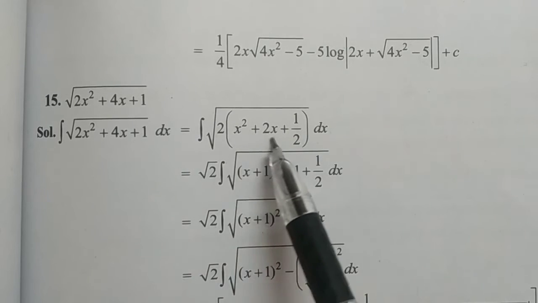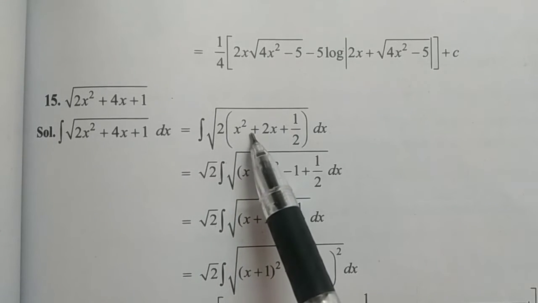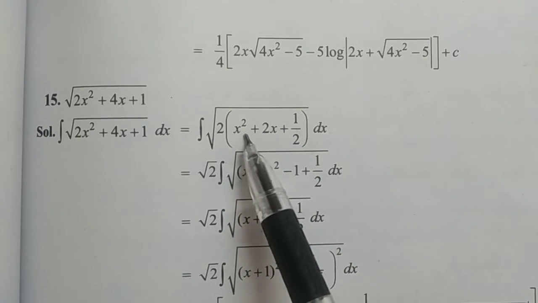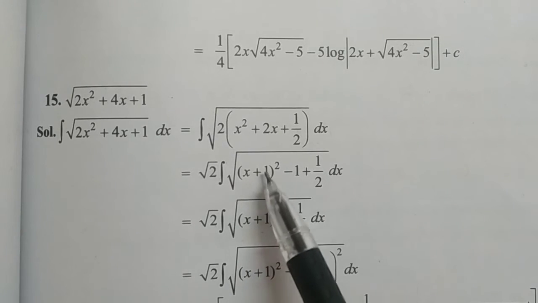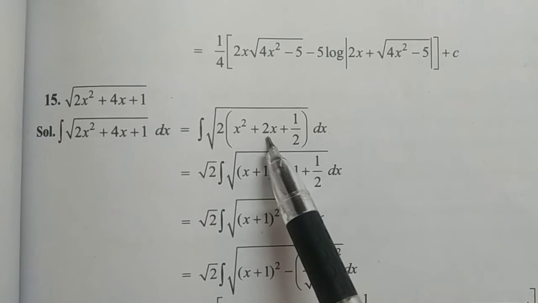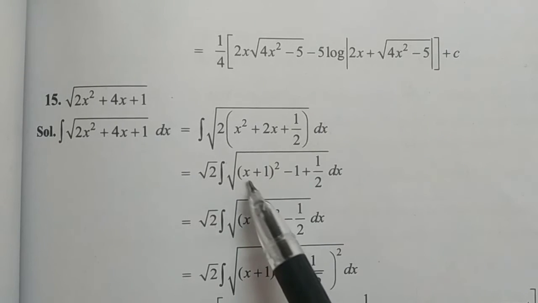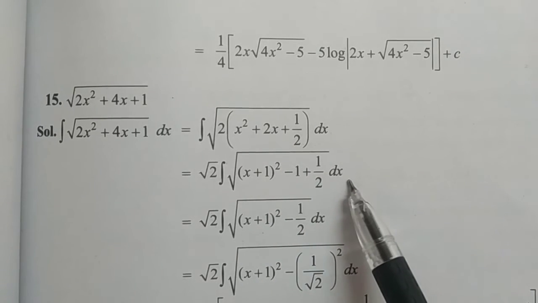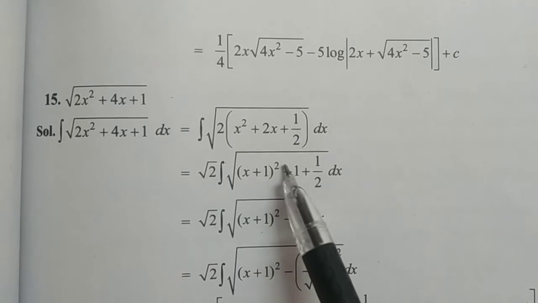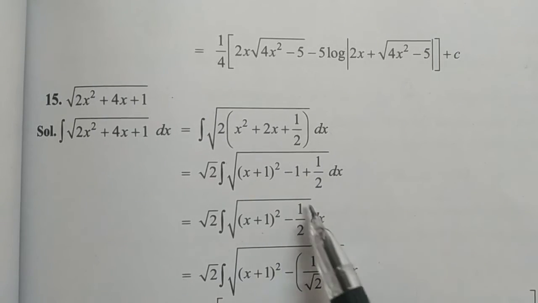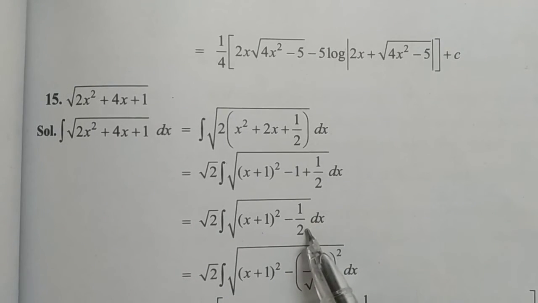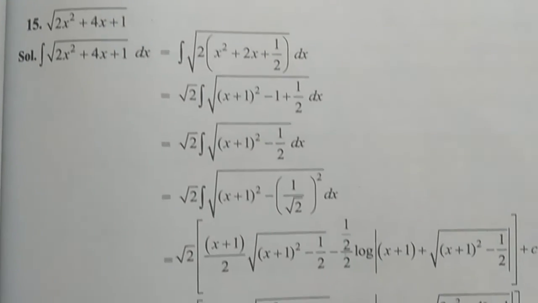So using the completion of square method, here x square means x into x, right? Only 1x plus, what is the coefficient of x here? 2. So half of the 2 is 1. So x plus 1 the whole square minus 1 square is 1. This 1 by 2 into dx. So x plus 1 the whole square minus 1 plus 1 by 2, we get the value for minus 1 by 2 into dx. So convert this into the form of square: 1 by root 2 the whole square.